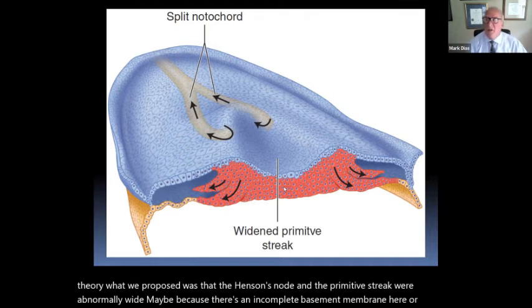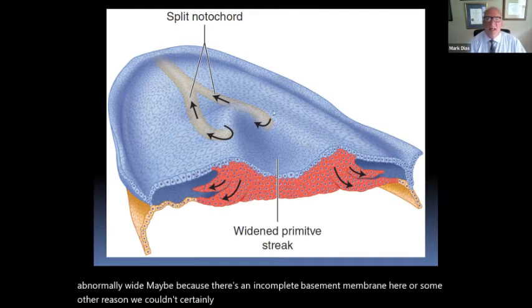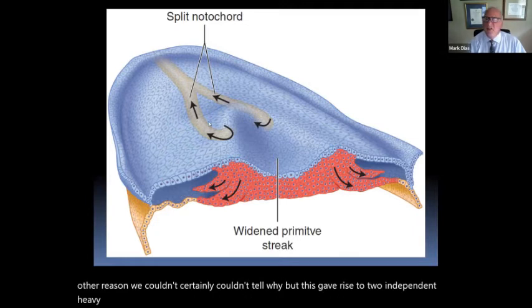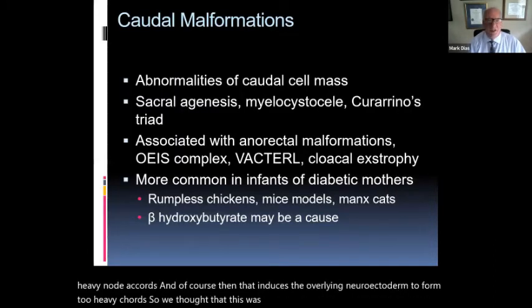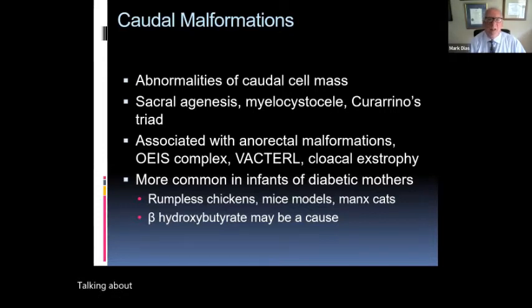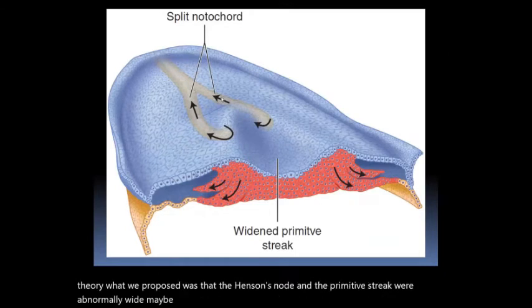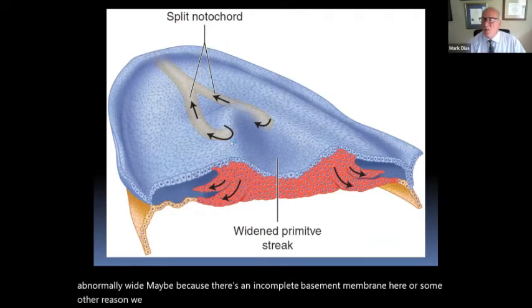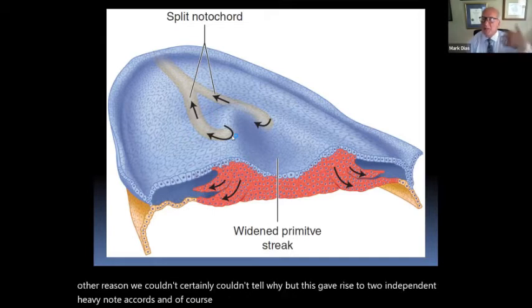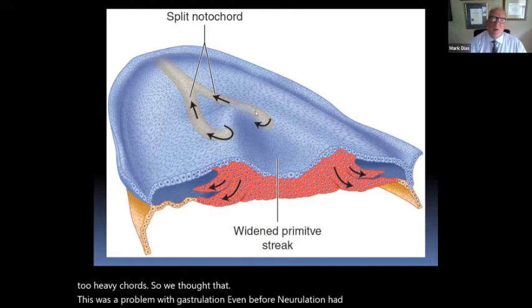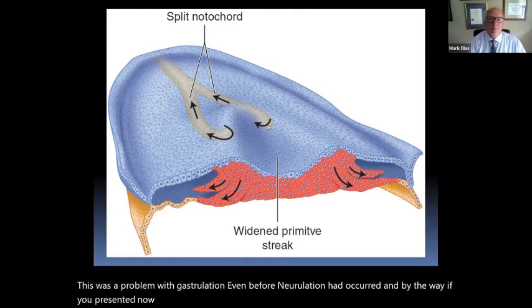We certainly couldn't tell why, but this gave rise to two independent hemi-notochords, and of course then that induces the overlying neuroectoderm to form two hemichords. So we thought that this was a problem with gastrulation even before neurulation had occurred. And by the way, if you presented now two neural tubes, one of them could fail to undergo primary neurulation, which happened subsequently, while the other one neurulated successfully and remained underneath.